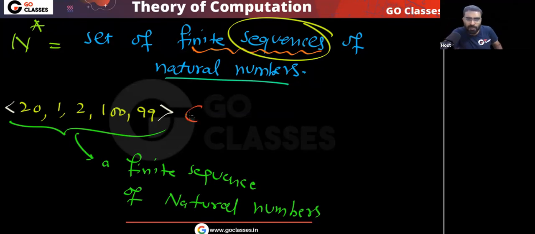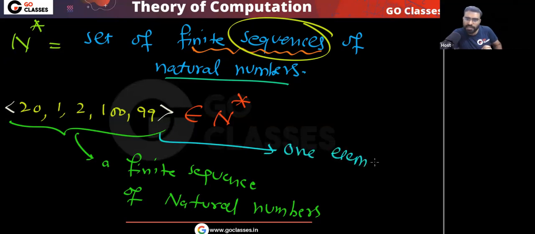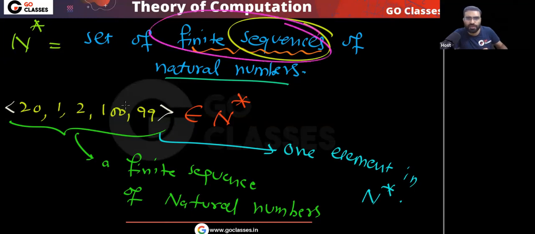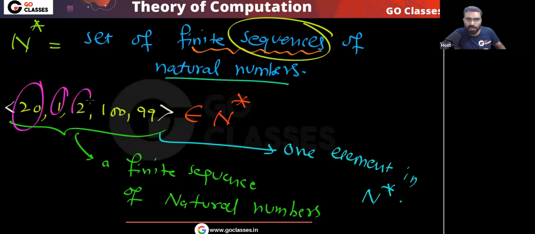So remember, this will belong to N star. Is this clear? This is one element in N star. Let me know, did you understand? What is N star? In N star, you have finite sequences of natural numbers. This is a natural number, natural number, natural number, natural number, natural number. So finite sequences of natural numbers.